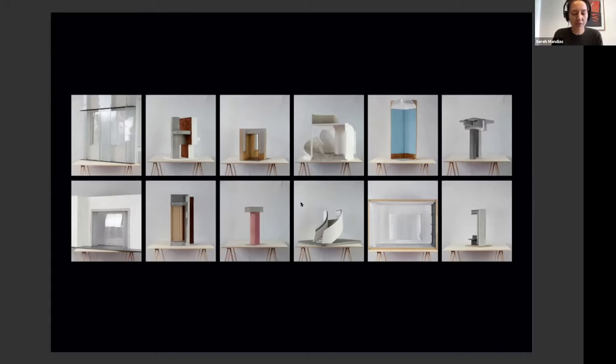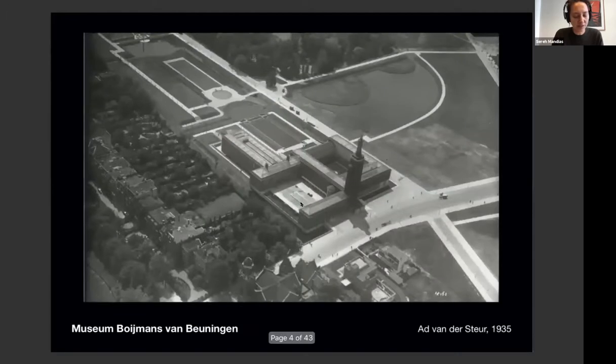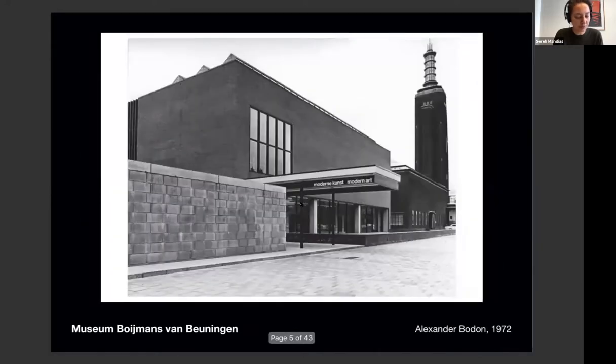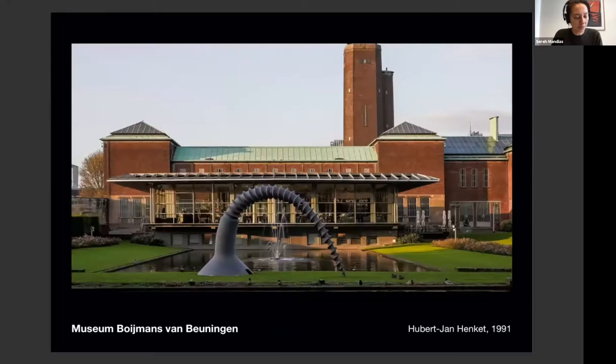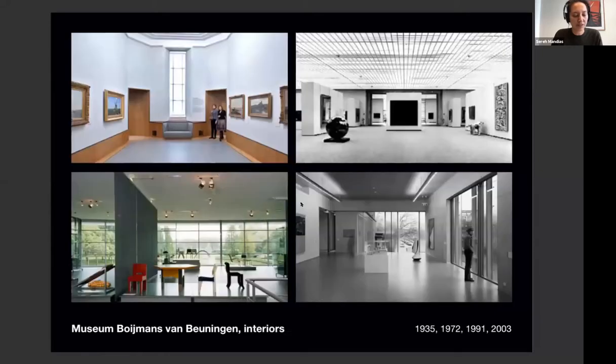Museum Boijmans van Beuningen is an art museum in Rotterdam, and its building is an ensemble of different building parts from different times. The 1935 original museum, designed by architect Ad van der Steur, is characterized by cabinets reflecting the domestic setting most of the original paintings originated from. And over time, the museum has expanded three times. In 1972, with a large-scale and flexible museum shed by Alexander Bodon. In 1991, with a glass and steel pavilion in the garden by Hubert Jan Henket. And most recently, in 2003, with an extension by Robbrecht and Daem that embraces the Bodon extension and recalibrated the museum for the 21st century. As such, the ensemble itself can be seen as a collection that represents changing insights into museum building and the way we view art over time.